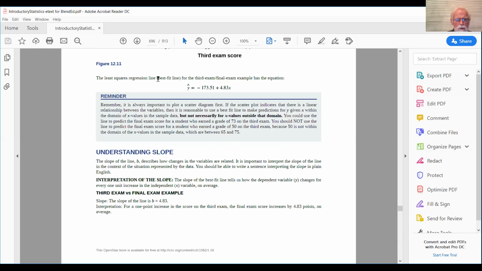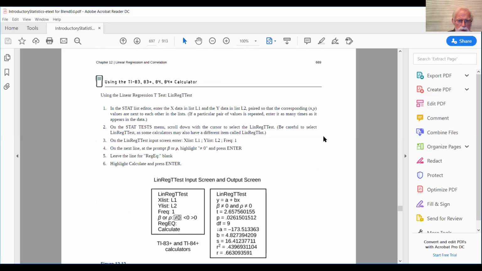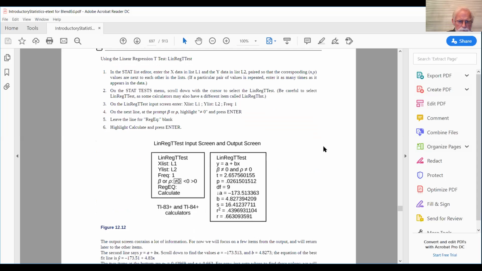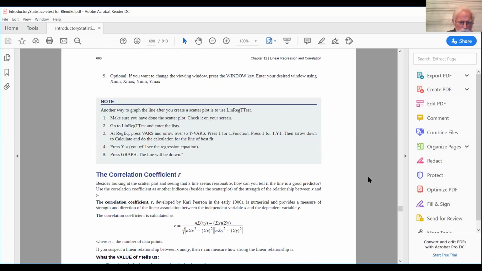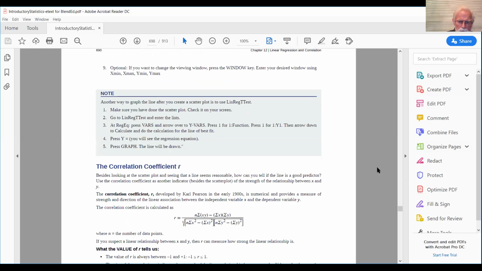And then let's look at calculating. If we do this calculation using a formula that can be derived, we find that we do find a linear equation, minus 173.51 plus 4.83x. We're not going to go into this stuff that goes into some of these other kinds of things.